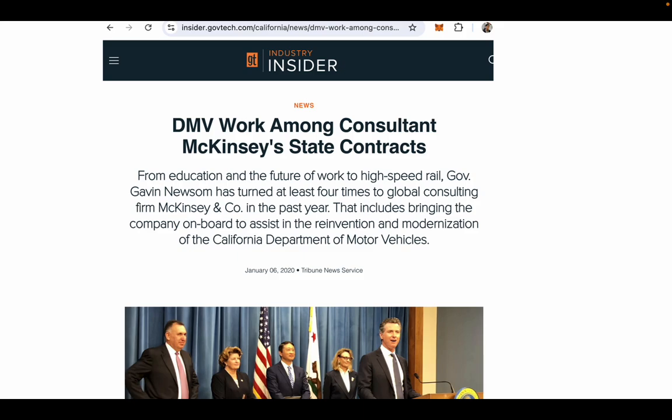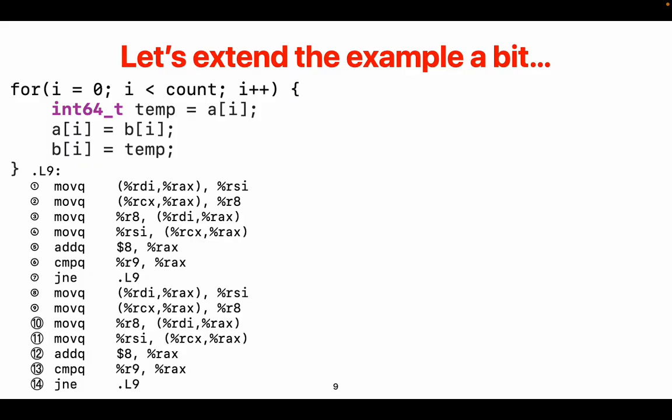They tried to improve the DMV in 2020. They hired McKinsey, I don't know if you know that company, but it's probably one of the most famous consulting companies. And surprisingly, it's still not as efficient as you'd want. So this example still works.